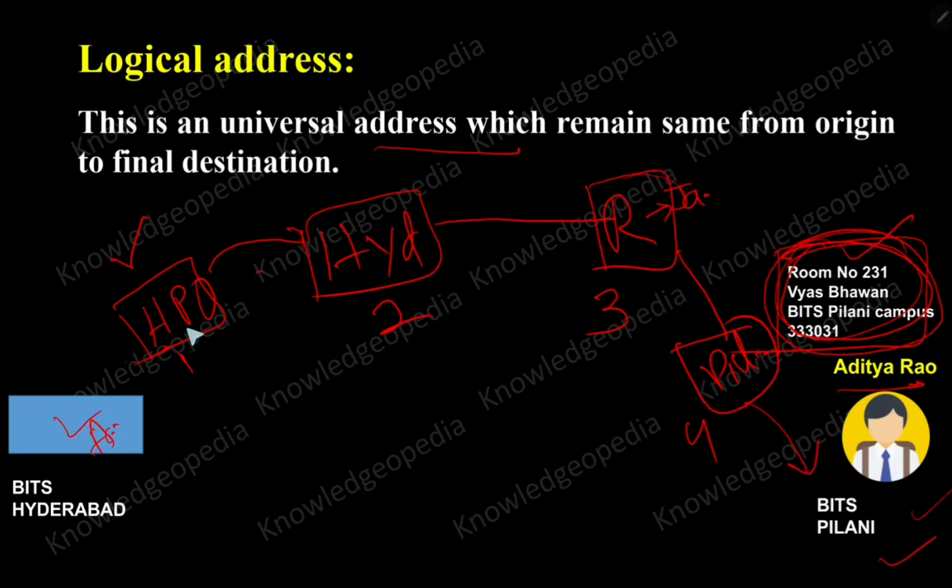But what is changing here is, when it reaches Hakimpet, it will see, okay, what is the next? It is the Hyderabad main post office. When it reaches Hyderabad main post office, looking at the logical address, it will find out what is the next. Okay, this is to Rajasthan, Jaipur. In Jaipur, it will find out what is the next. It is the Pilani post office. So every time the logical address remains the same, but the next address is changing.